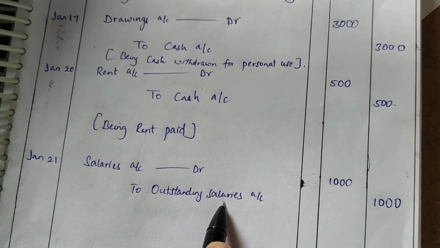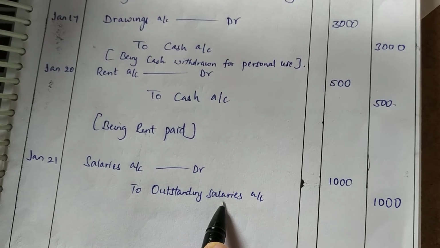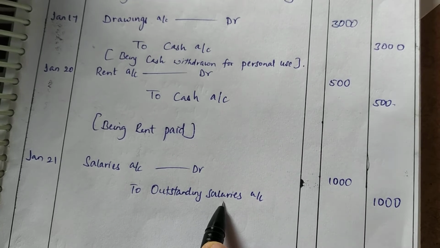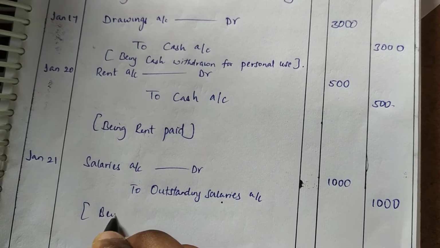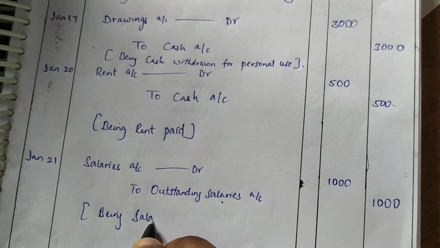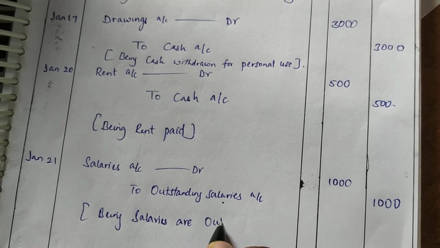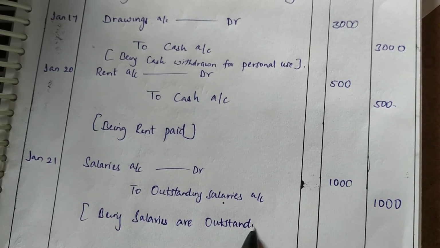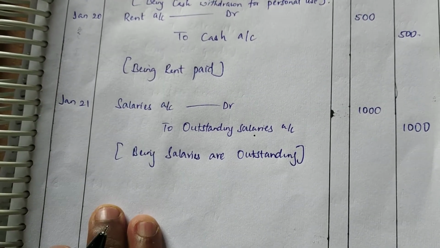Outstanding salaries is a personal account. In the personal account, the rule is to debit the receiver and credit the giver. Since outstanding salaries is an obligation he has to give, we are crediting the outstanding salaries, being salaries outstanding, 1000. I hope you have clearly understood.